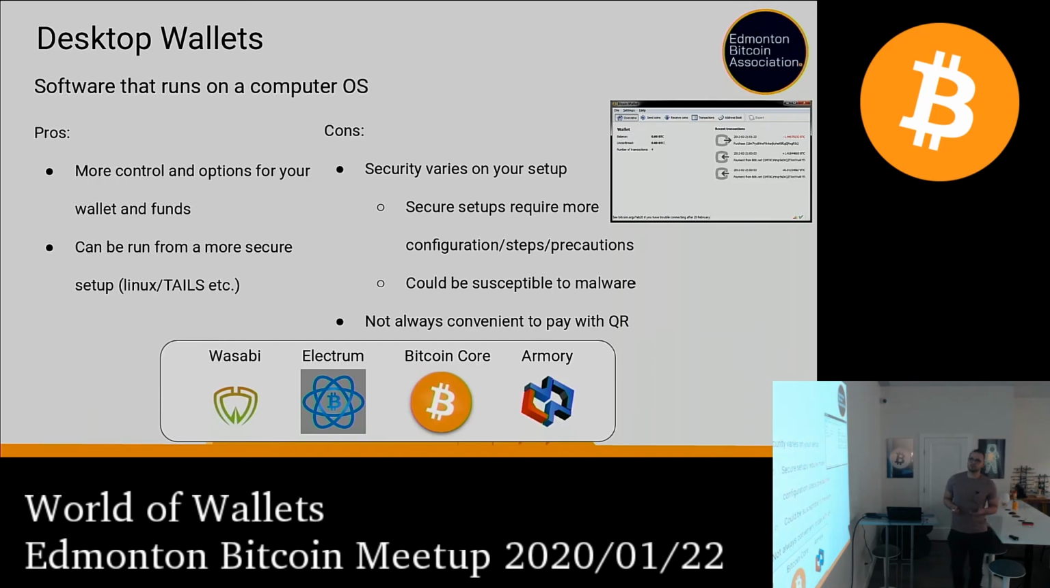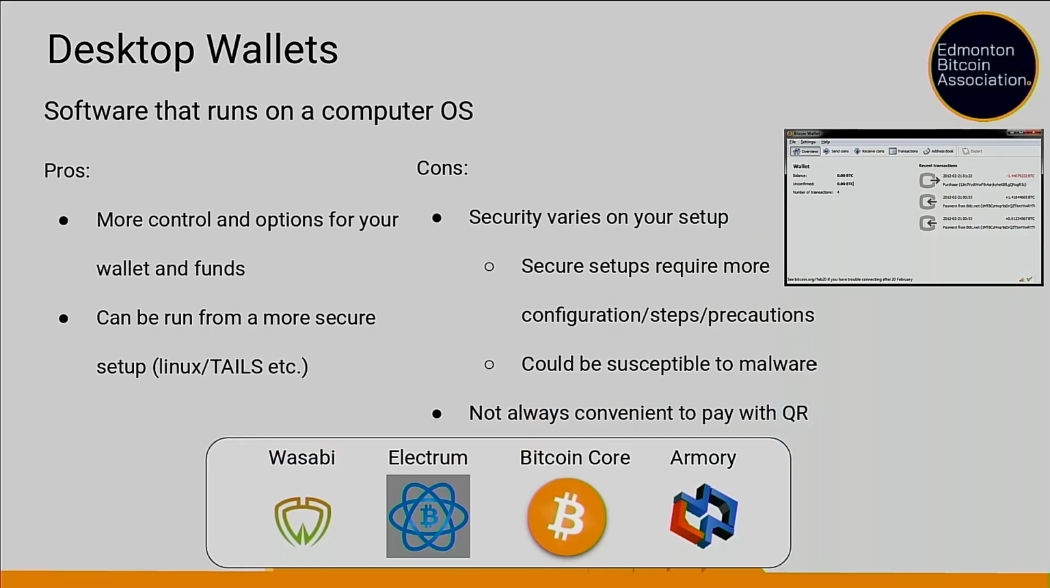Now, desktop wallets is just software that runs on a computer operating system. Could be Windows, it could be Linux, it could be Mac OS. The pros is that you have more control and options for your wallet and your funds, and they can be run from a more secure setup. If you run it on Linux or on Tails, which we'll have a talk about next month.